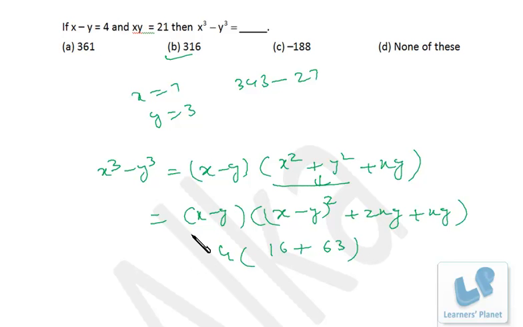Okay, so precisely 63 plus 16, so that's 79, into 4. Okay, but this will be a bit lengthy or time consuming. This is the shortest. So I hope you are getting me.